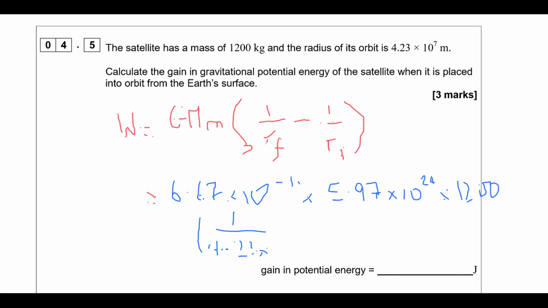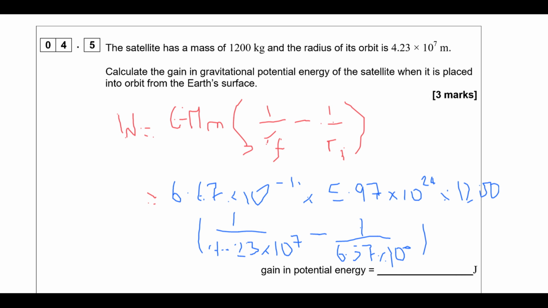So 4.23 times 10 to the 7, minus one over the radius of the Earth. So let's calculate that, and when we do it, we get a value at the end of 6.4. No, we can give that to 3SF because we've got three significant figure values. So 3.38 times 10 to the 10.